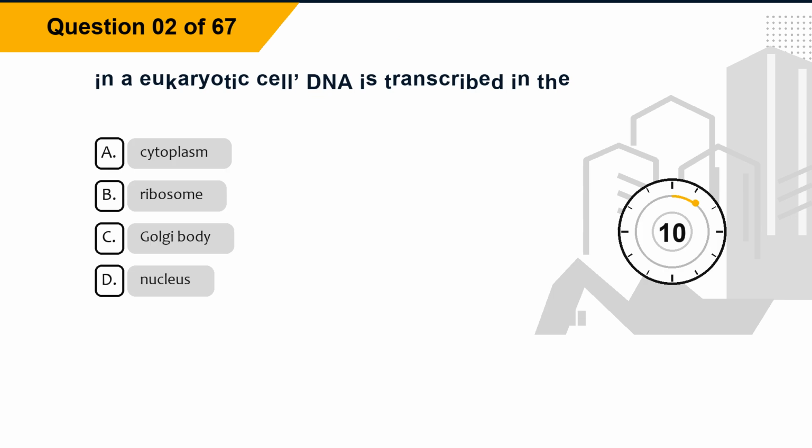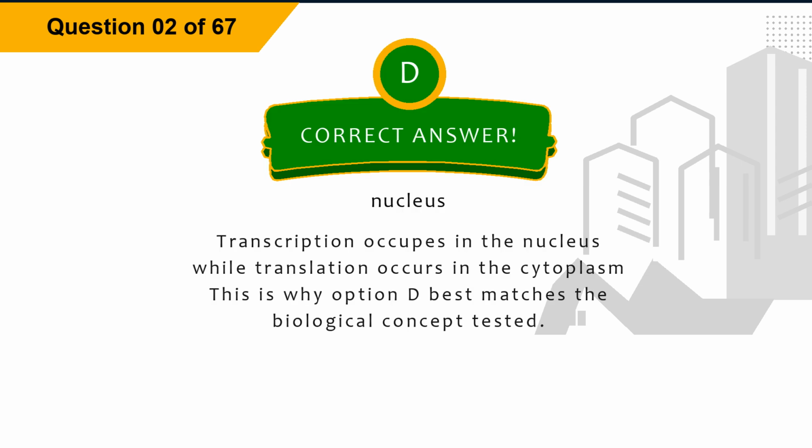Question 2. In a eukaryotic cell, DNA is transcribed in the Option A, cytoplasm. Option B, ribosome. Option C, Golgi body. Option D, nucleus. The correct answer is option D, nucleus. Explanation. Transcription occurs in the nucleus while translation occurs in the cytoplasm. This is why option D best matches the biological concept tested.